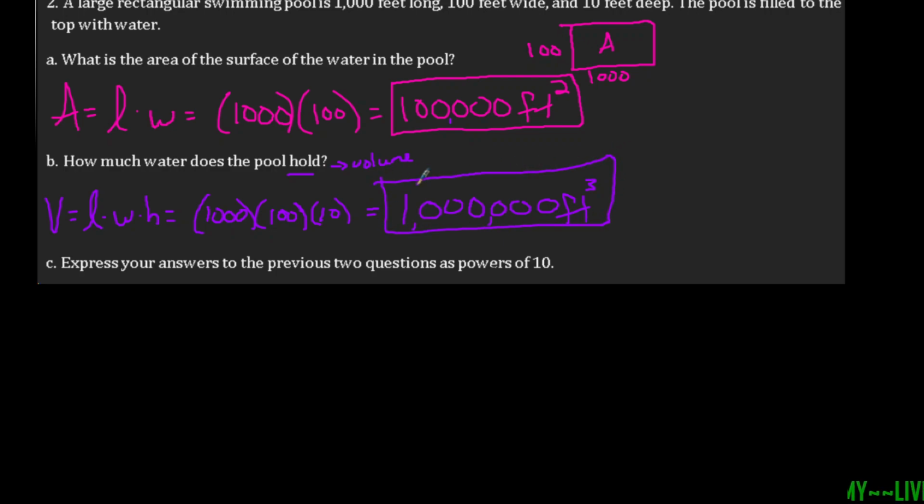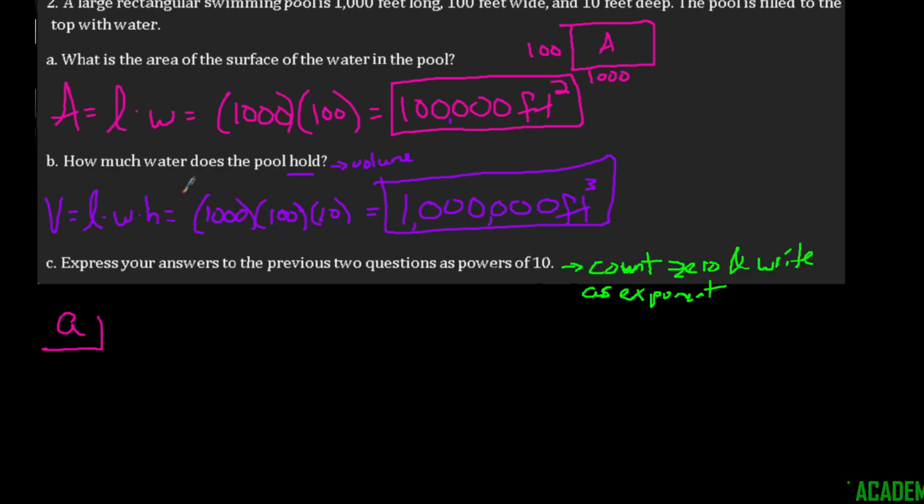For part C, it says express your answers in the two previous questions as powers of 10. So in part A, all you have to do is this. Let me write this down. Let's count zeros and write as exponent.